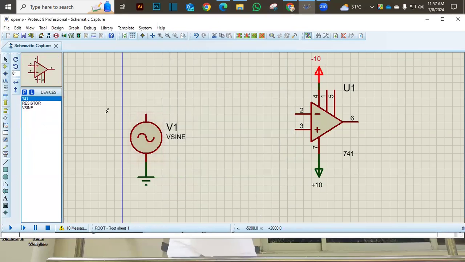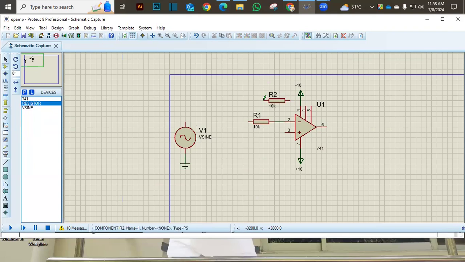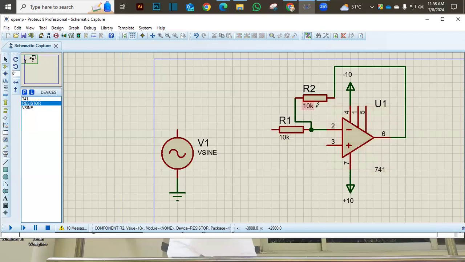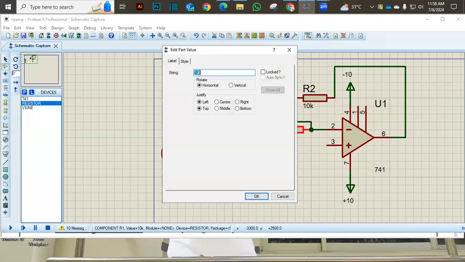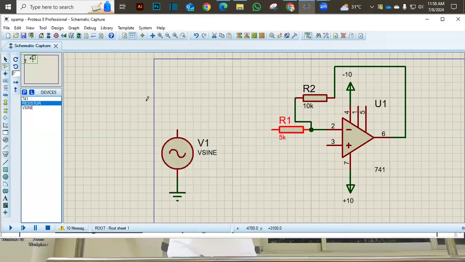We need a resistor at terminal 2. Sorry, I will create this as the inverting amplifier. Also, we will develop the non-inverting amplifier as well. See this. This is our feedback resistor, which is 10 kilo ohm, and this is our input resistance Ri, which is 5 kilo ohm. And we just connect it. And our terminal 3, we have to connect it to ground.